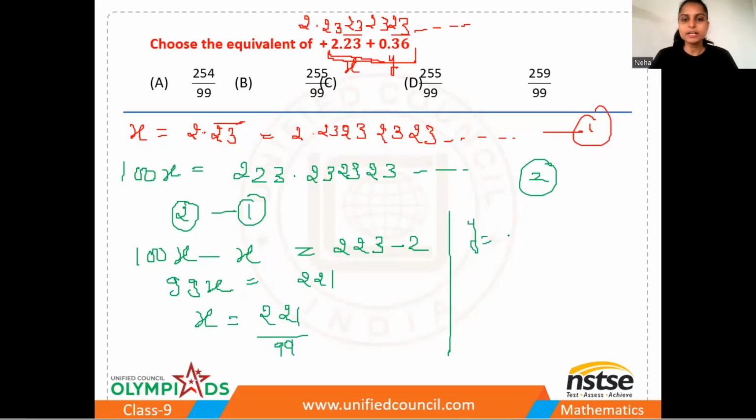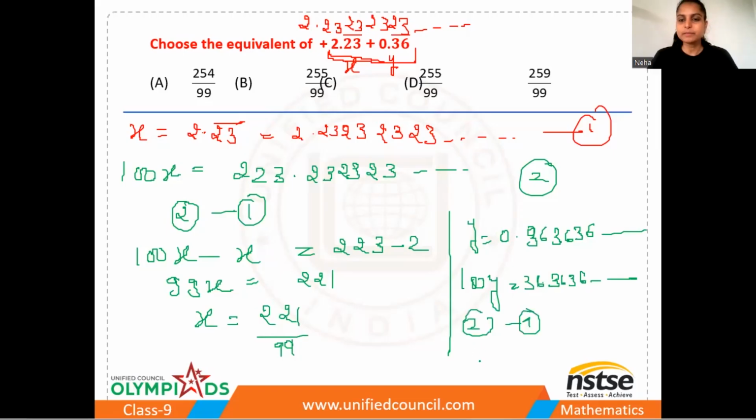So y is nothing but 0.363636 till infinity, right? So here again two digits are repeating, so just multiply the equation with 100. So it becomes 100y is equal to 36.3636 till infinity. Now this is your equation number 2, this is your equation number 1. So just subtract, so it becomes 100y minus y, that is 99y is equal to 36. That means y is nothing but equal to 36 over 99.